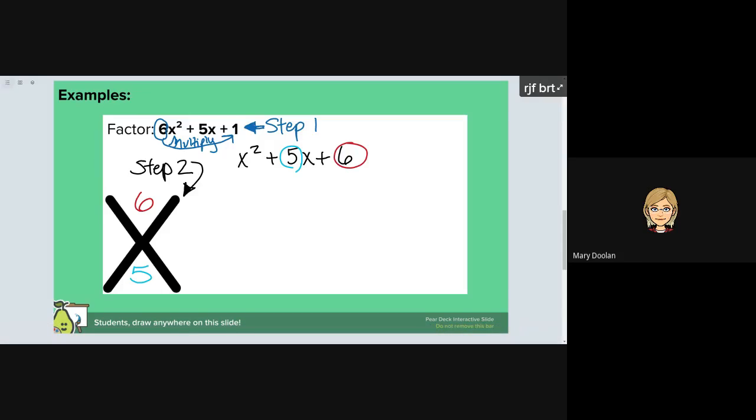Either in the class or online, can you guys think of two numbers that when you multiply them, you get 6, but when you add them, you get 5? 2 and 3. Does it matter what order they go? No, it doesn't. So you could have 2 and 3 or 3 and 2. And Mauricio got that as well right here in the chat.